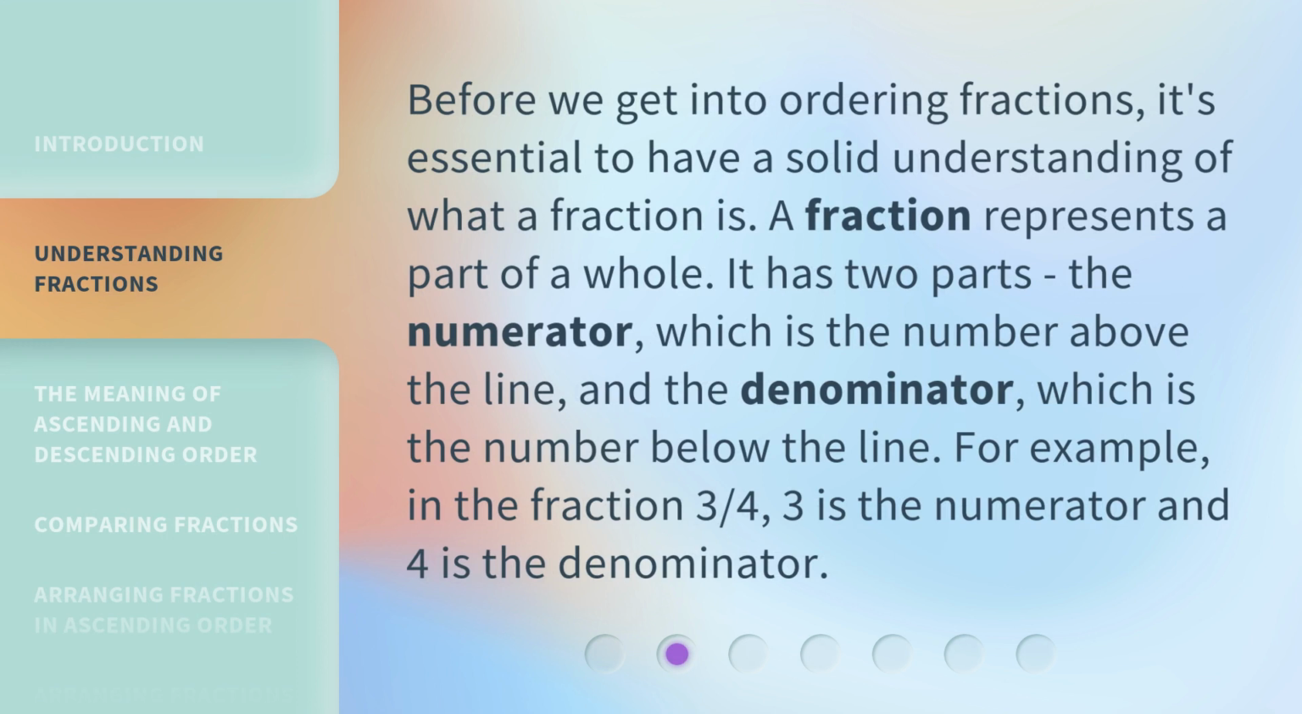Before we get into ordering fractions, it's essential to have a solid understanding of what a fraction is. A fraction represents a part of a whole. It has two parts: the numerator, which is the number above the line, and the denominator, which is the number below the line. For example, in the fraction 3/4, 3 is the numerator and 4 is the denominator.